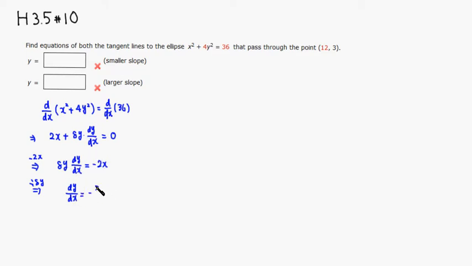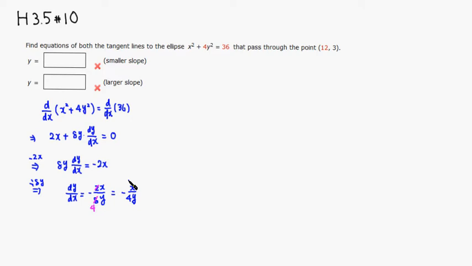We get dy over dx equal to negative 2x over 8y. Then we can cancel 2 and 8, so that's 4 on the bottom. We get negative x over 4y. So that's the derivative.